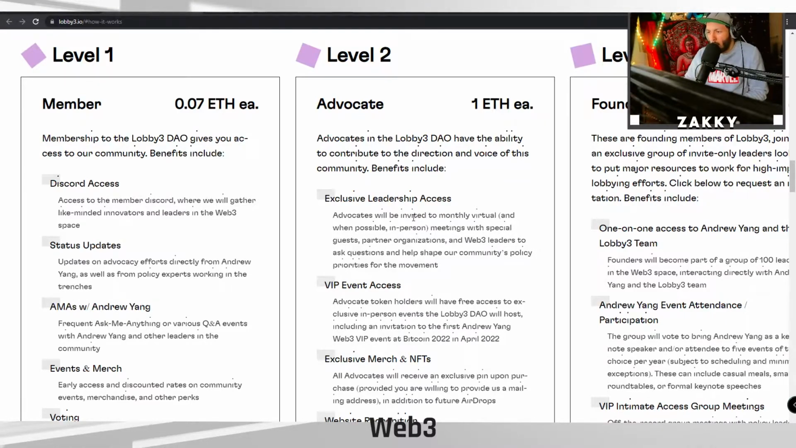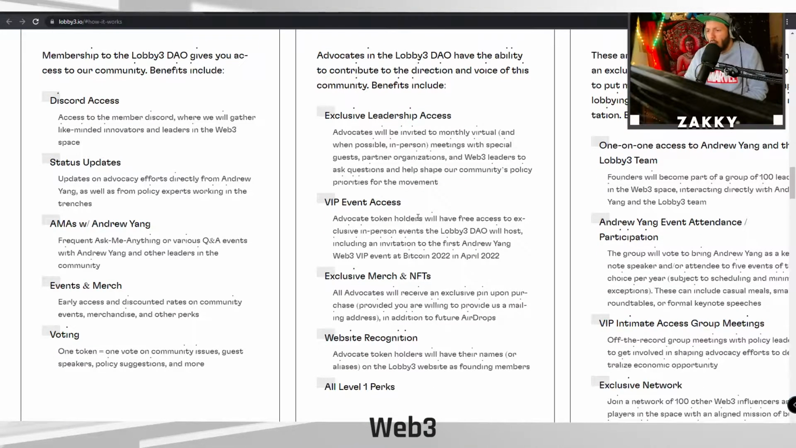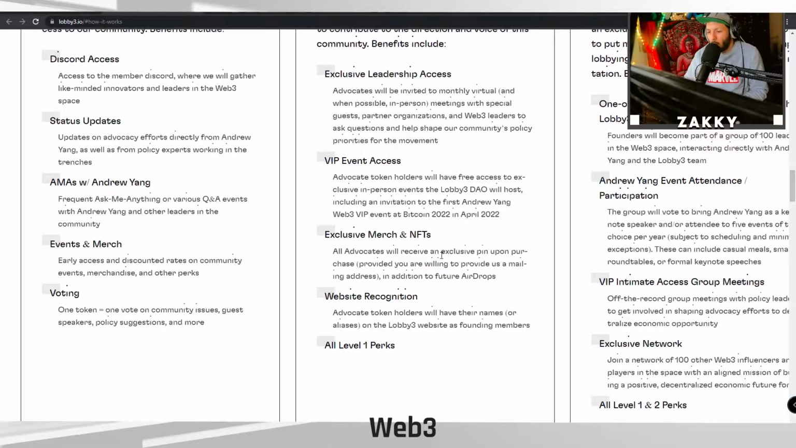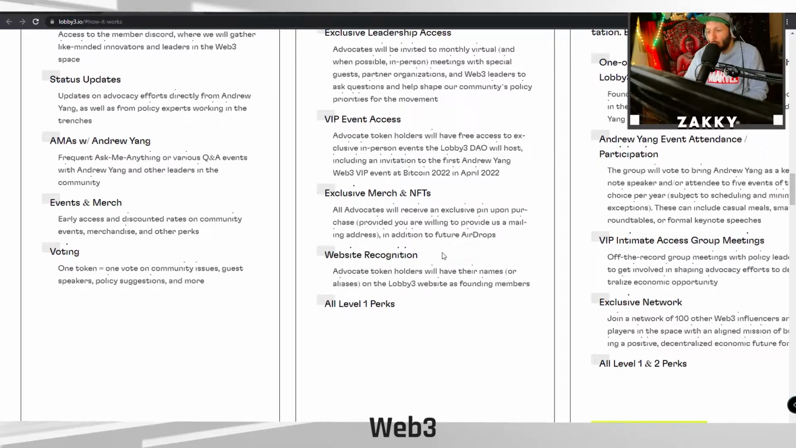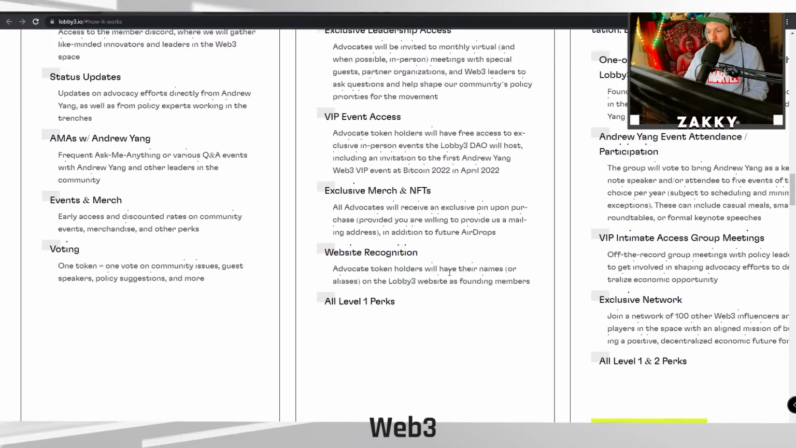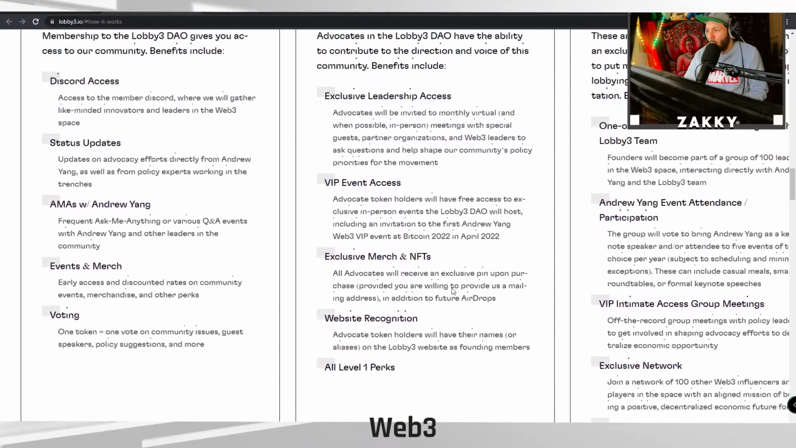Advocates will be invited to monthly virtual and, when possible, in-person meetings with special guest partners, organizations, and Web3 leaders. So that kind of sounds almost to me a bit like the VCon thing that we're seeing with Gary V's VFriends. Then we have VIP events, which I guess will be very similar, exclusive merch, and NFTs. So that'll be interesting to see how that works, what that's all about. Website recognition: Advocate token holders will have their names on the website as founding members.